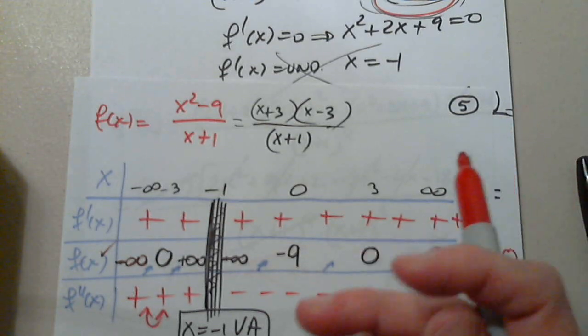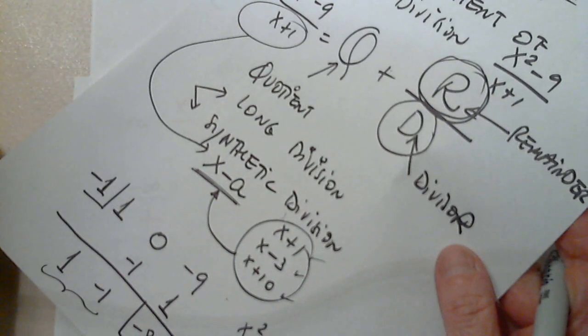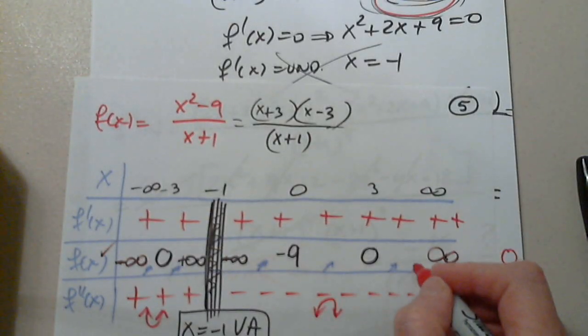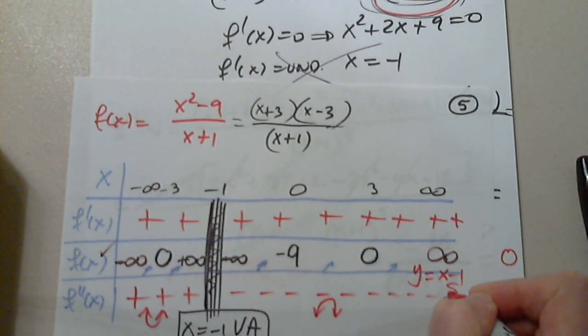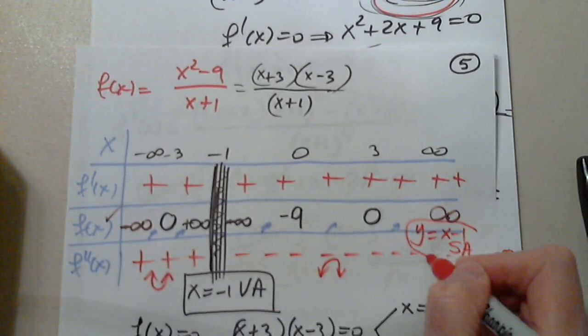Where was it? y equals x minus 1. y equals x minus 1, slant asymptote.